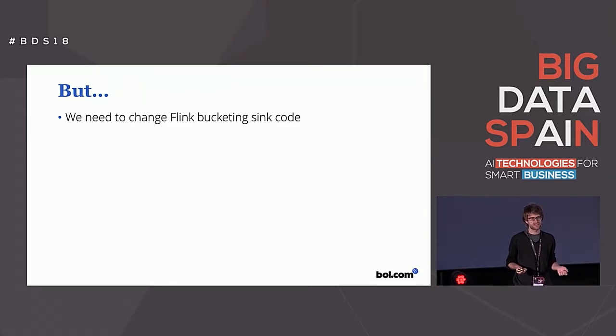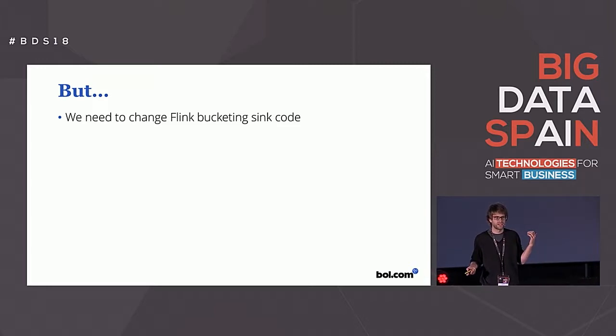And I think that's one really good point in open source projects, because when something doesn't work, you can use the code and change the code, which is pretty useful. And in Apache projects, the code quality is normally really good. So what we did, we looked at the bucketing sink code and changed it to our needs to close these files.